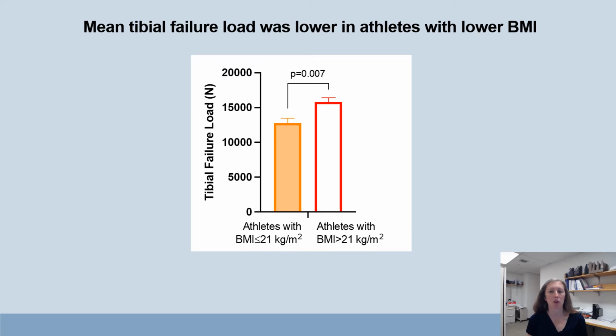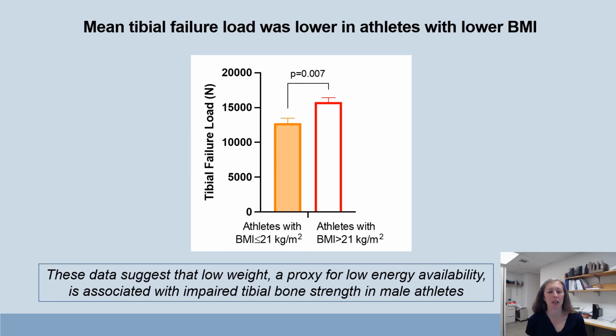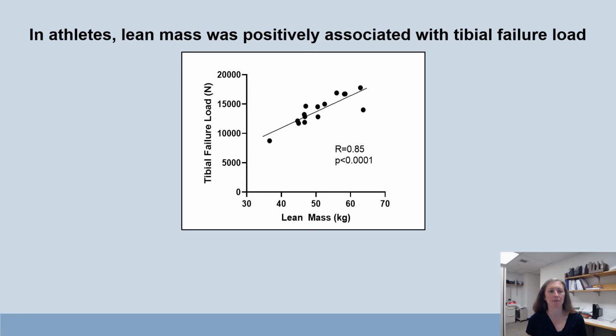Mean tibial failure load was lower in athletes with a BMI of less than or equal to 21 kilograms per meter squared, here in orange, compared to athletes with a higher BMI, here outlined in red. These data suggest that low weight, a proxy for low energy availability, is associated with impaired tibial bone strength in male athletes.